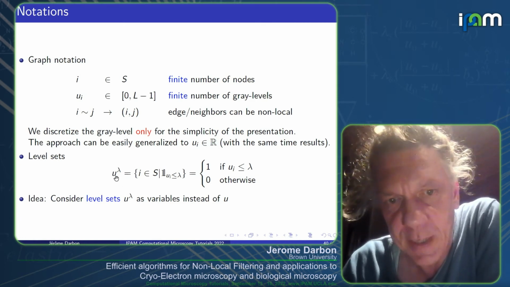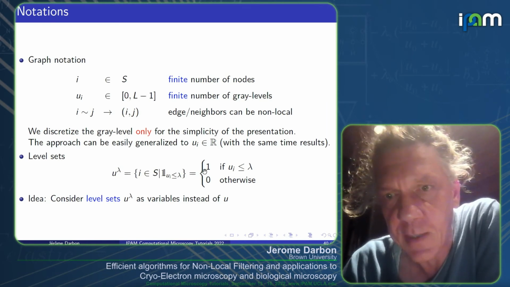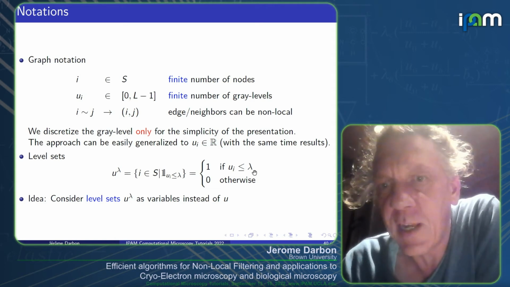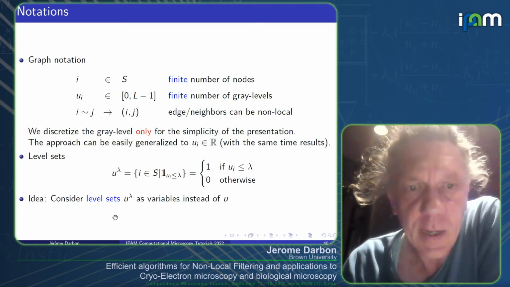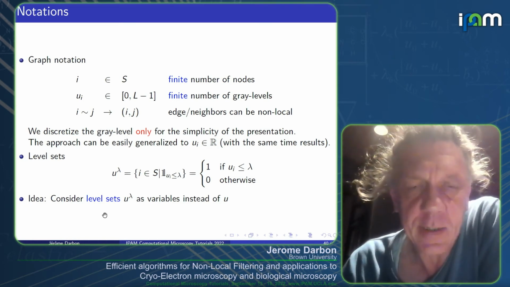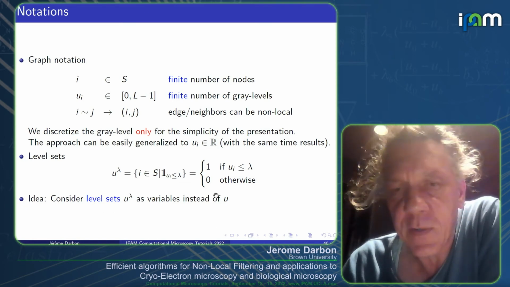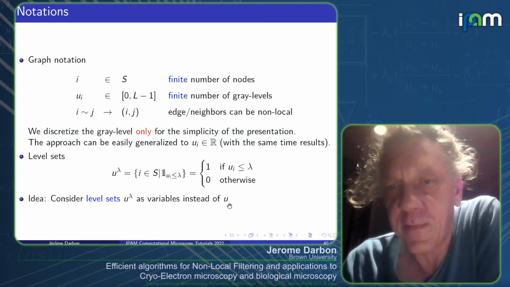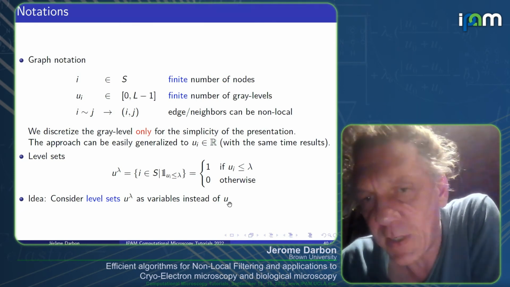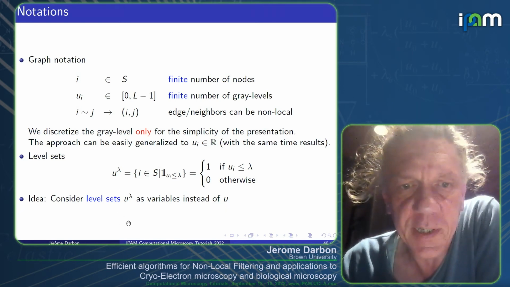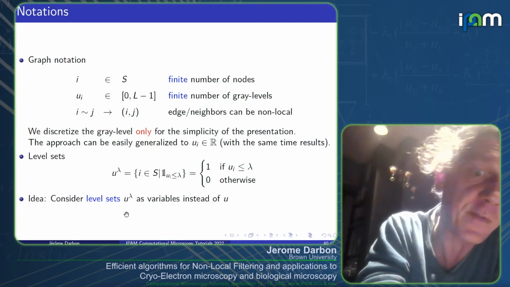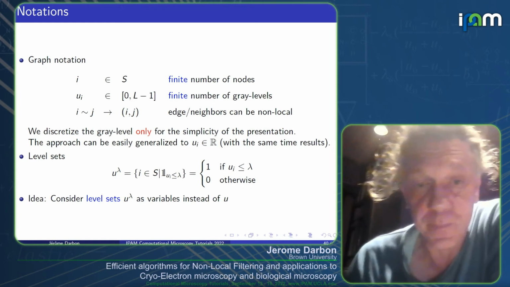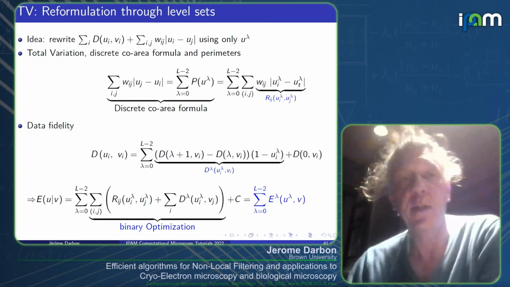U is the variable in my optimization problem. I'm going to threshold it at the level lambda, and it's 1 if U is less or equal to lambda, and 0 otherwise. And the key idea here is that instead of considering U as the variable that I need to optimize for, I'm going to consider the U lambda. It means I'm going to consider the level sets of the U lambda function.